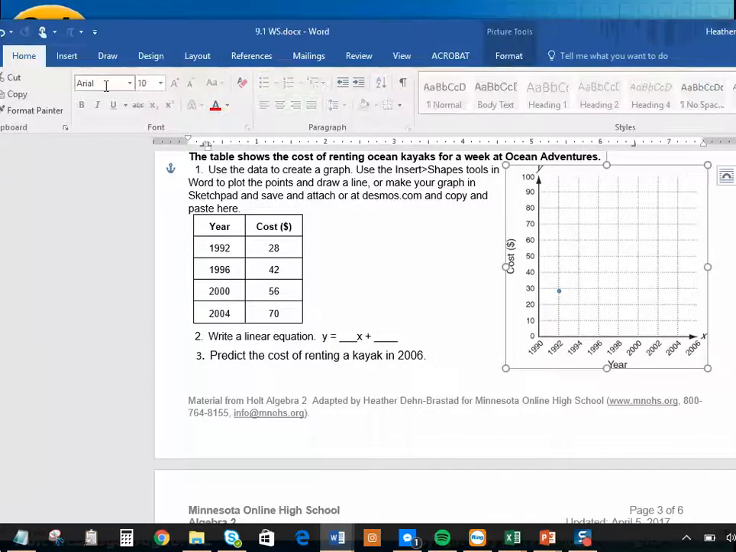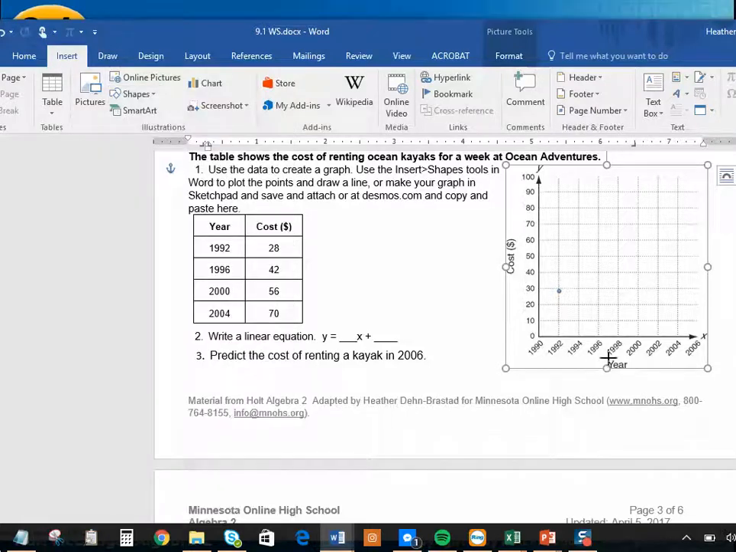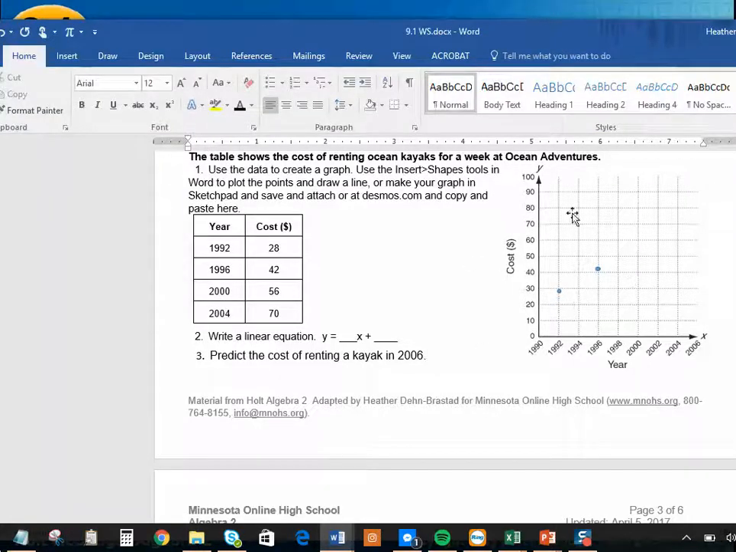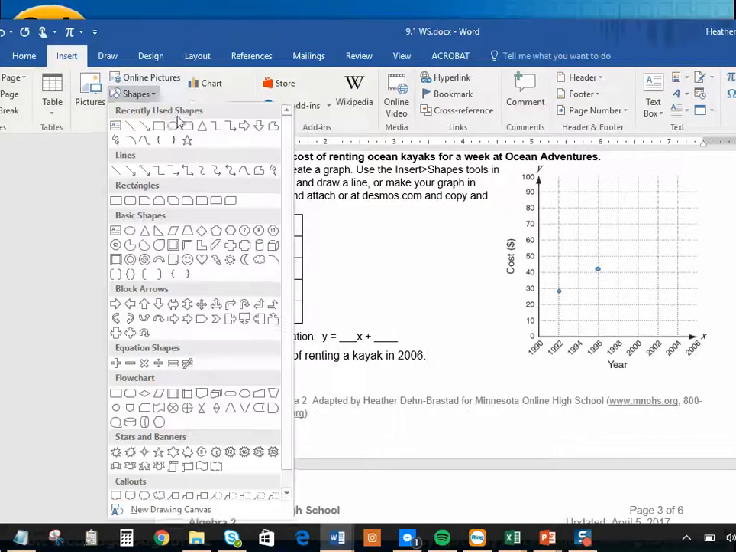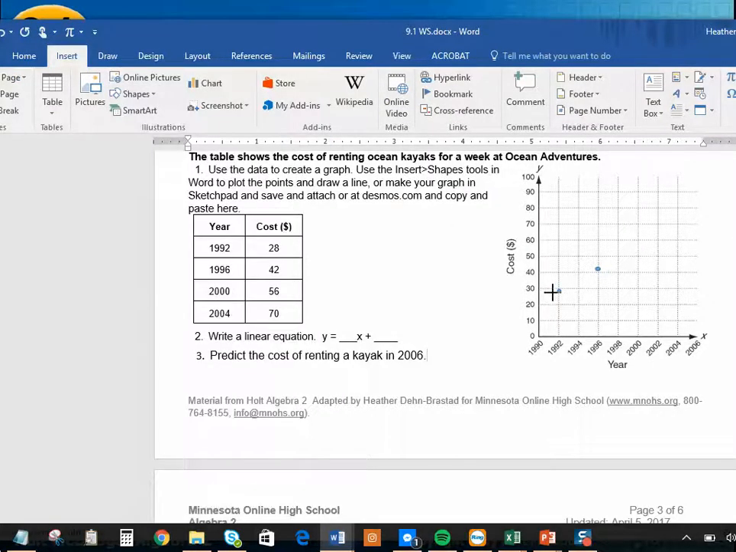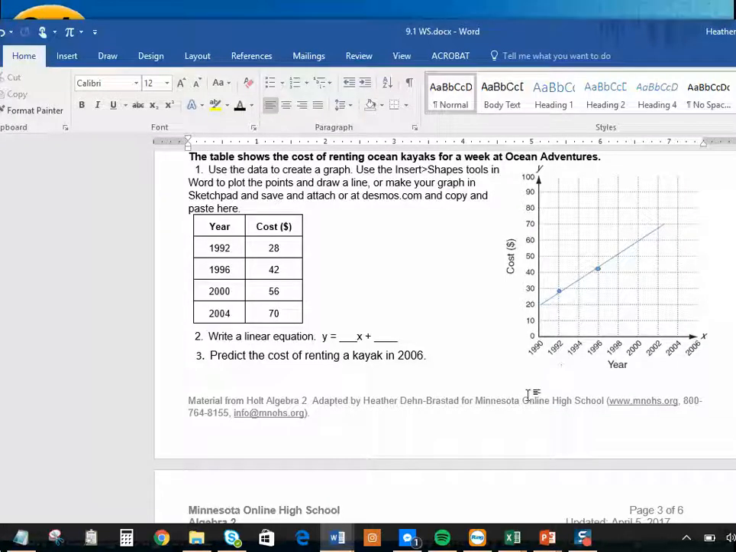Whoops, I have to get my shape first. Insert Shapes. Okay, so let's assume that we've got all of them on there, and now I need to draw a line. So I go to Insert Shapes, and I get the line tool. There it is. And then I'm going to sketch my line through the points, and this is going to appear to be linear. You'll see when you get all your data. And I extended it a little bit so I could see what the y-axis might be.